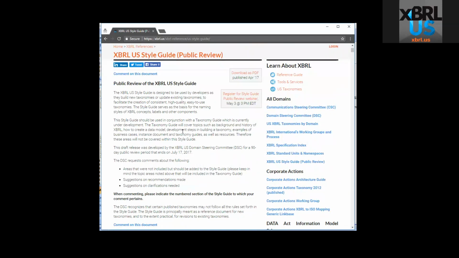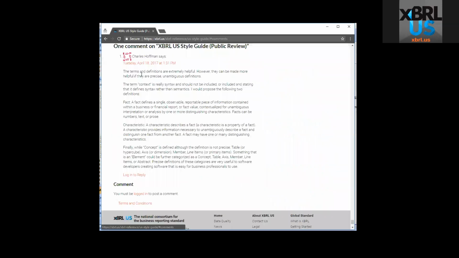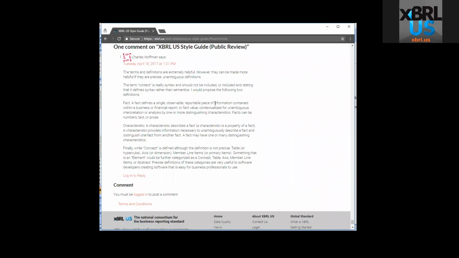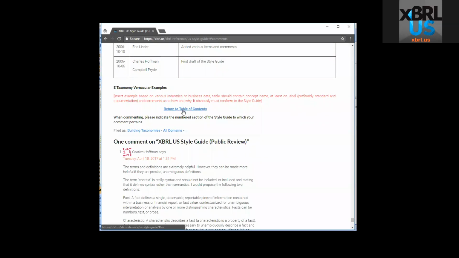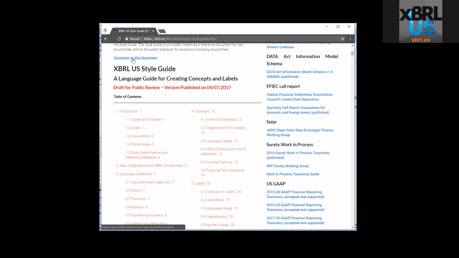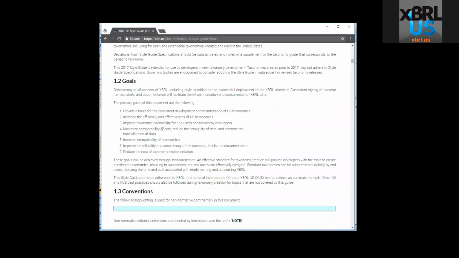Anyway, any way that you get there, this is the style guide. It's the exact same document that Scott's been touring through as a PDF. It's here in HTML format, and this is actually the preferred way for collecting comments, although I'm sure if you were to email comments to info@xbrl.us or one of the members of the team, we would happily take your comments, so long as you agreed to the terms for commenting, which are at the bottom of the document. There are sections throughout the document where you can either return to the table of contents or comment on this document.